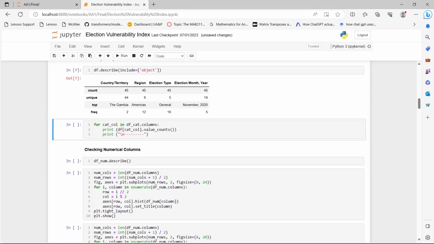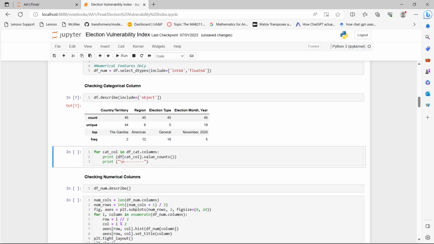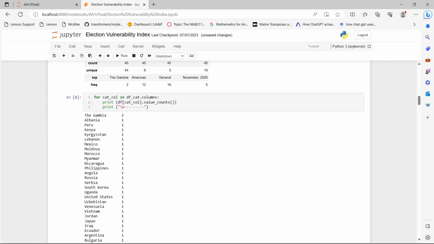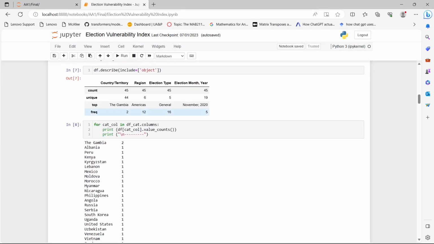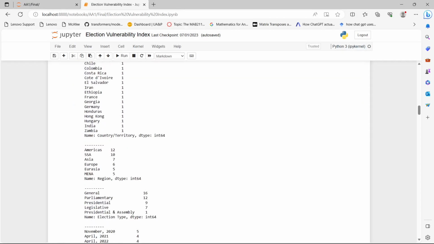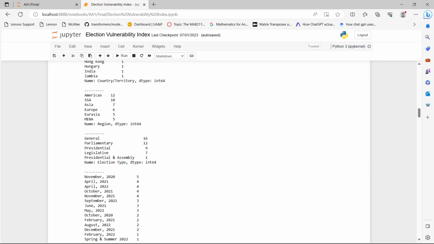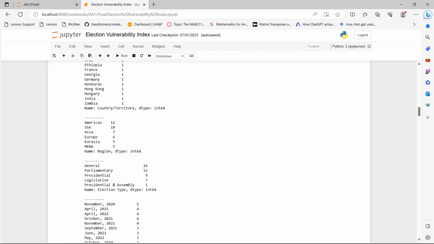Now, just to include all the categorical columns, we use this function just to check, and for the categorical columns, we will have the value counts. So let's execute this. For the countries, we have this, and it is actually the same here: the Gambia, which has two appearances in the dataset. Then we also have the different countries that belong to different regions. Americas has the most number of countries in the dataset, followed by SSA, then Asia, Europe, Eurasia, then MENA.